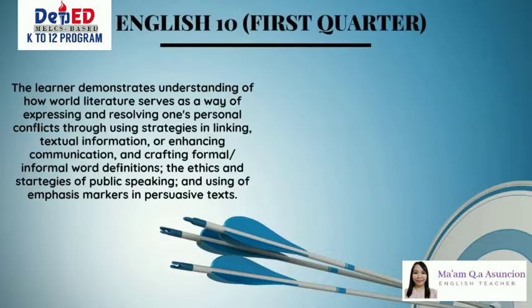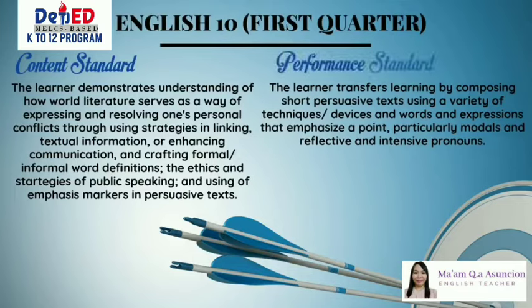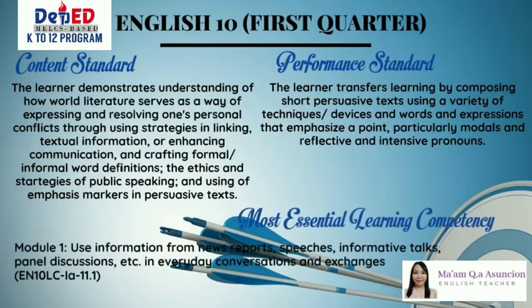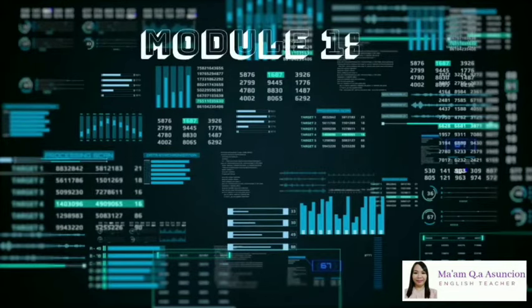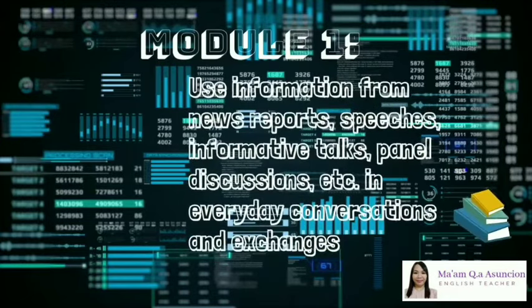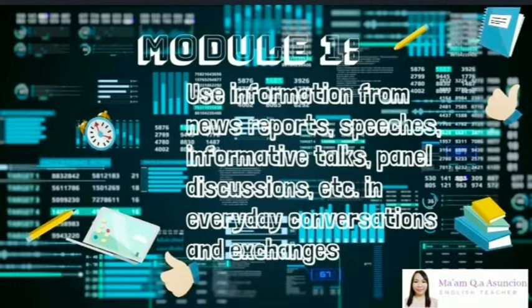These are our content standard, performance standard, and most essential learning competency in the first quarter of English 10. Module 1. Use information from news reports, speeches, informative talks, panel discussions, etc. in everyday conversations and exchanges.